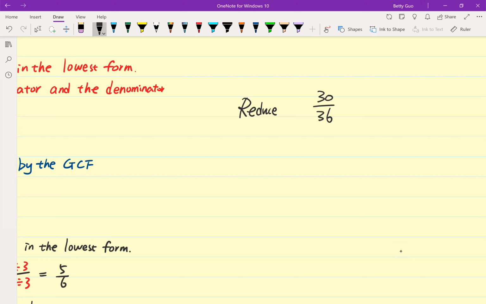To reduce a fraction, I'm going to give you two different methods. The first method, or the first solution, is firstly I look for the GCF. We learned GCF earlier, right? The GCF of the numerator and the denominator. I'm going to give you 1 minute to see if you can find the GCF, the greatest common factor, for the numerator and the denominator.